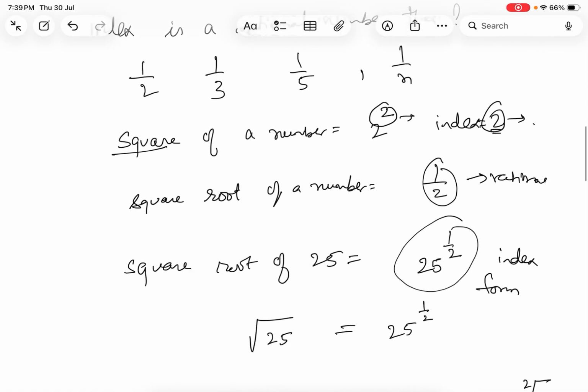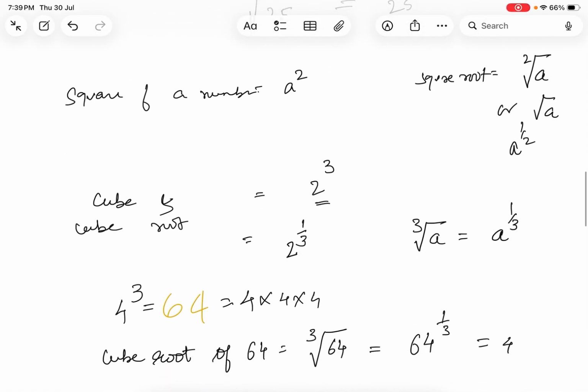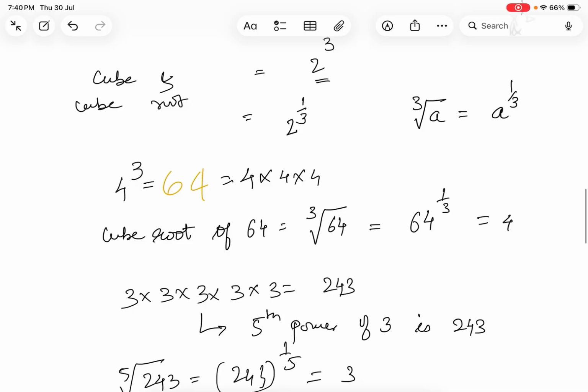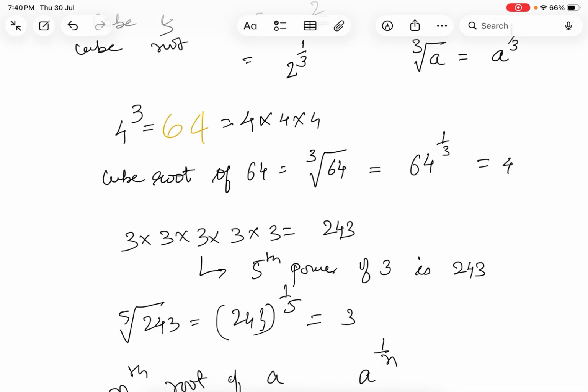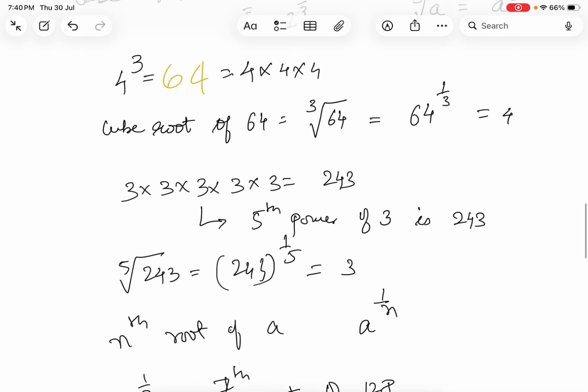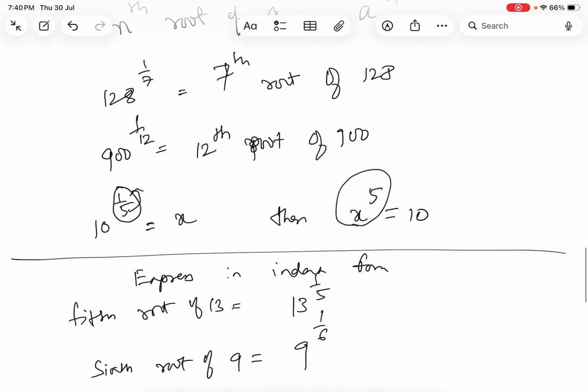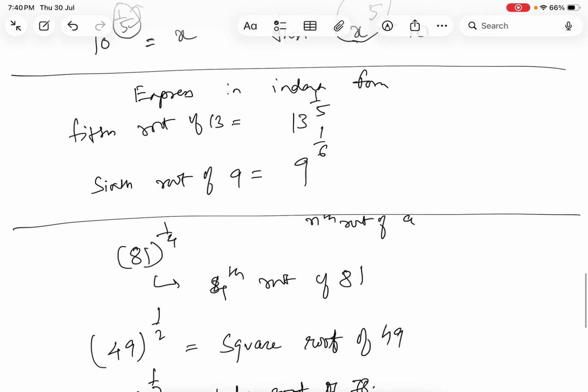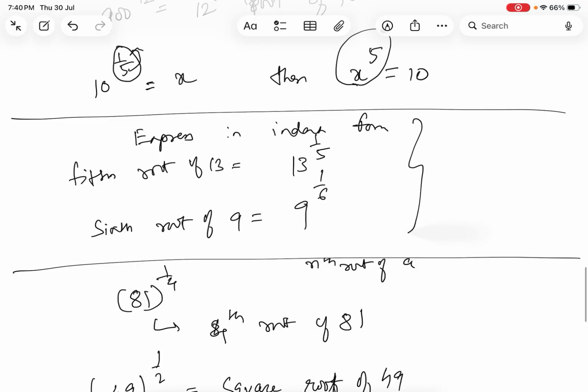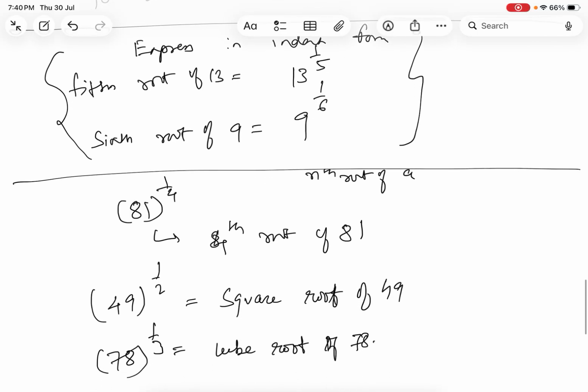And you will have examples in your textbook where you have to write things in index form and express them in index form. So we have seen here how to express any number in index form.